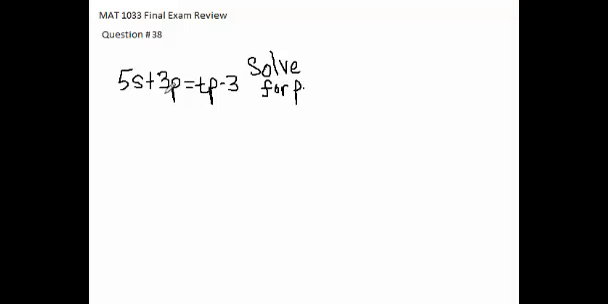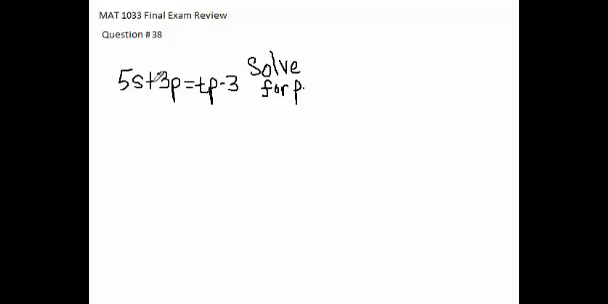MAT1033 Final Exam Review Question 38. I need to solve this equation: 5s plus 3p is equal to tp minus 3. I'm going to solve for p. And notice that there's two terms that contain the letter p.